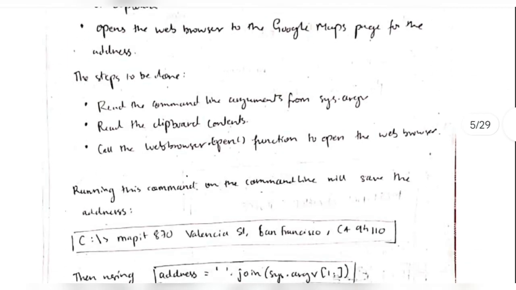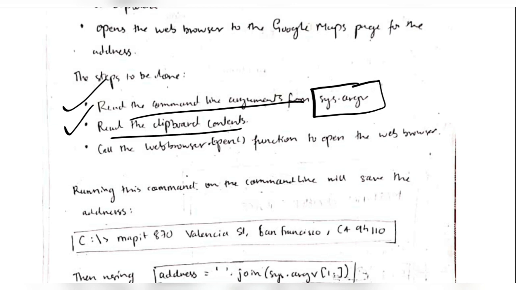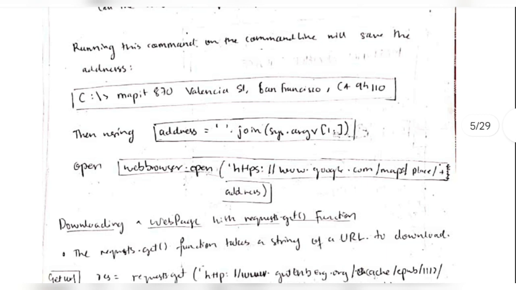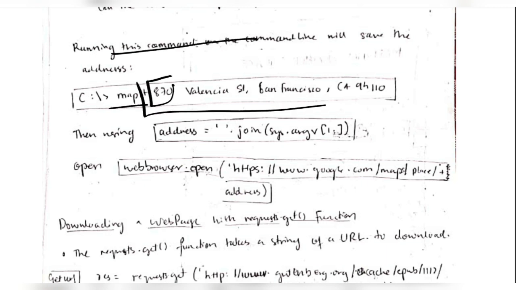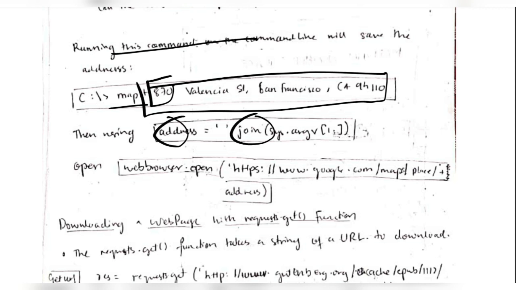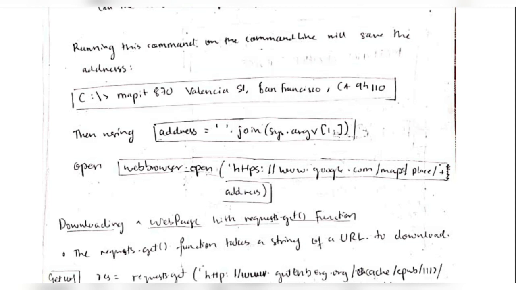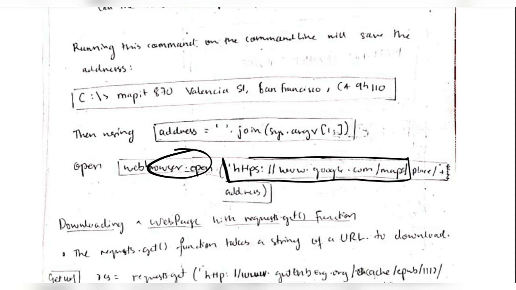Okay, so how can we achieve this? First, read the command line arguments from sys.argv, read the clipboard contents, and call the webbrowser.open function to open the web browser. We run this command, mapit, then the address we want to see, and we store that value in address, joining the arguments passed from sys.argv. Then we use webbrowser.open, passing Google's URL slash maps slash place plus address. The URL will be replaced with whatever address we pass, and that will be opened.